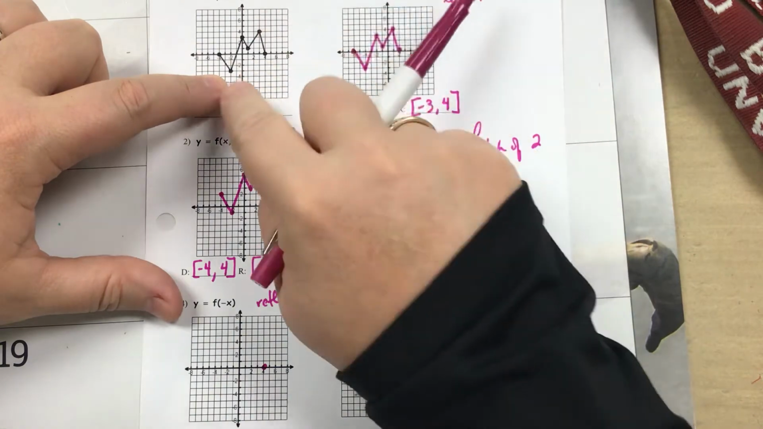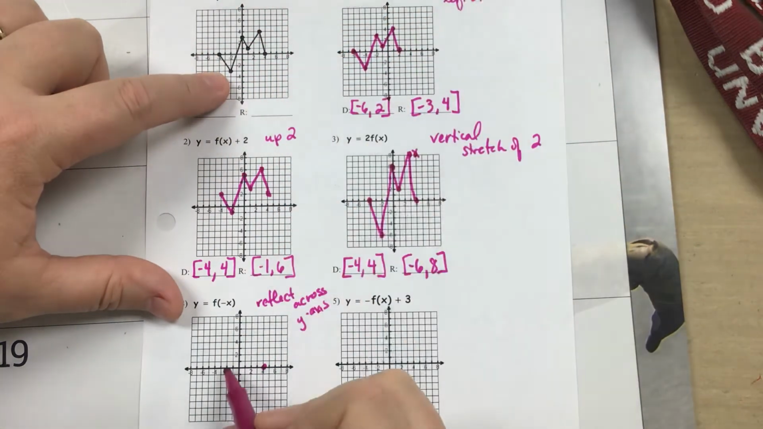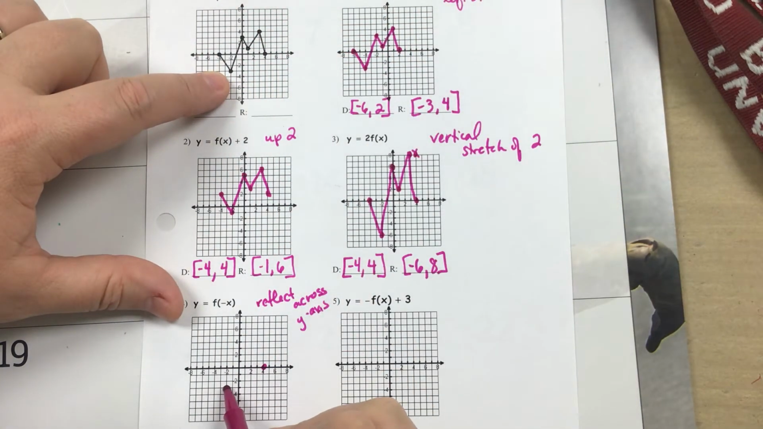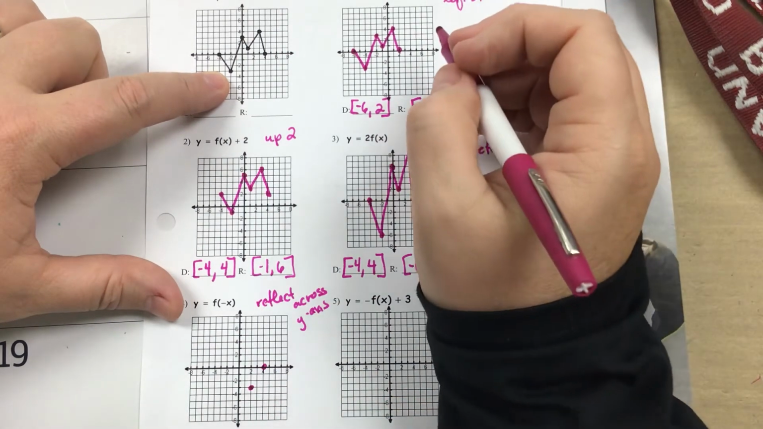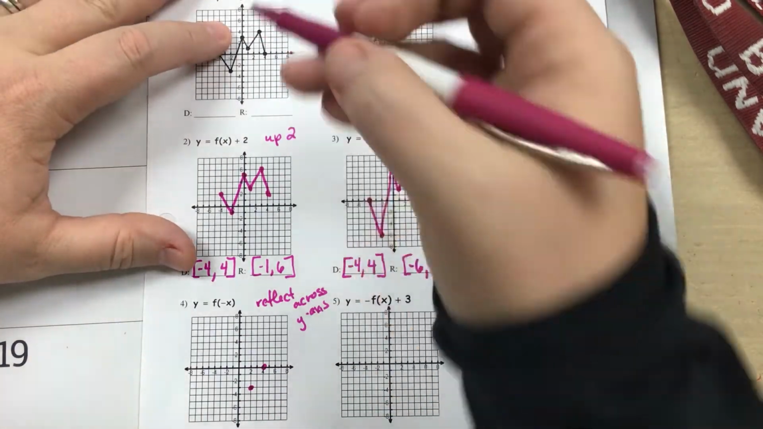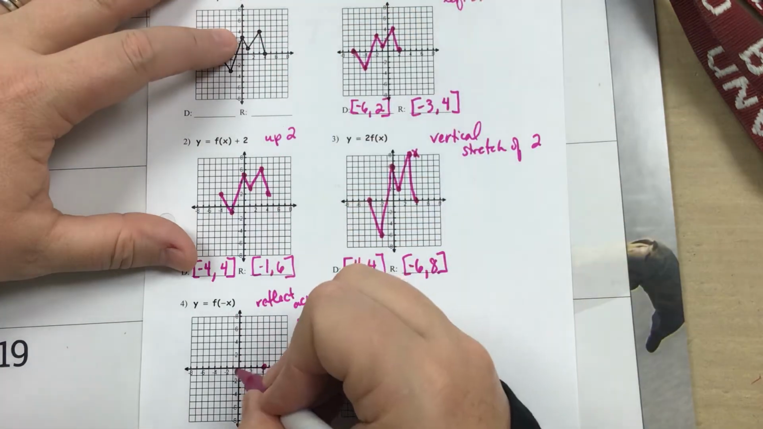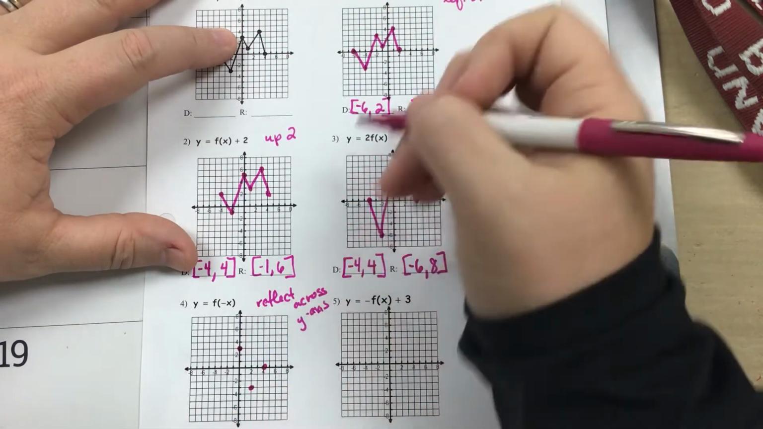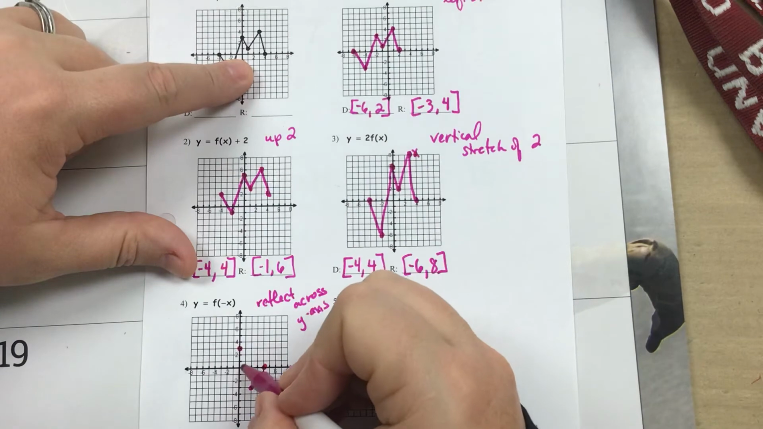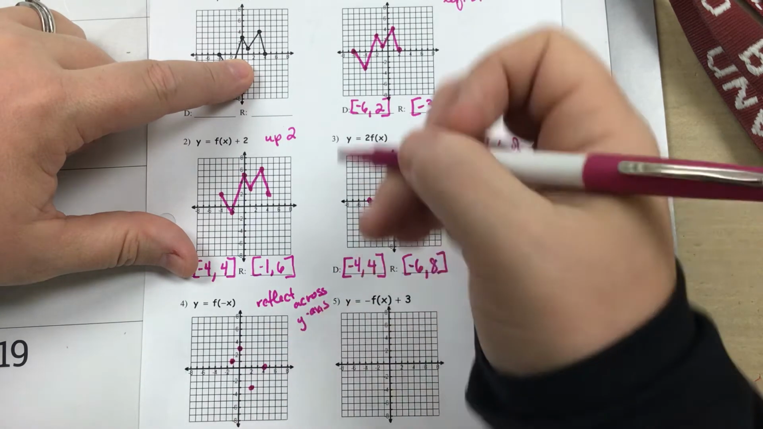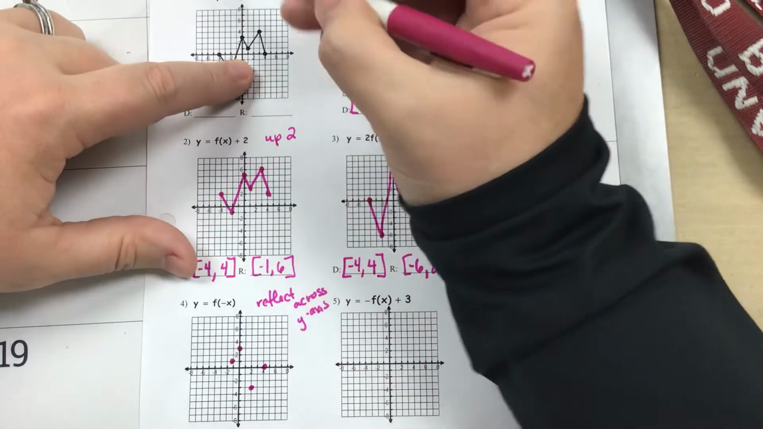If my point here next was negative 2, negative 3, if I reflect it across the y-axis, it's going to be positive 2, negative 3. My next point is 0, 3. It's on the y-axis, so it's not going to move. My next point was 1, 1. If I reflect it across the y-axis, it's going to be at negative 1, 1.